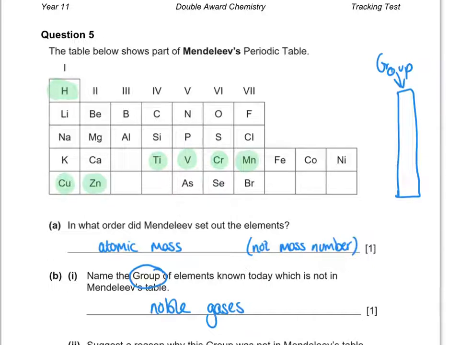And then finally, you've got bromine at the bottom there, which is fine in group 7. It belongs in group 7. Again, if you remove manganese, that would fit. And then you've got iron, cobalt and nickel.